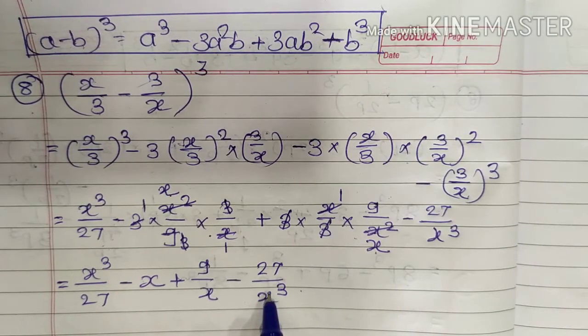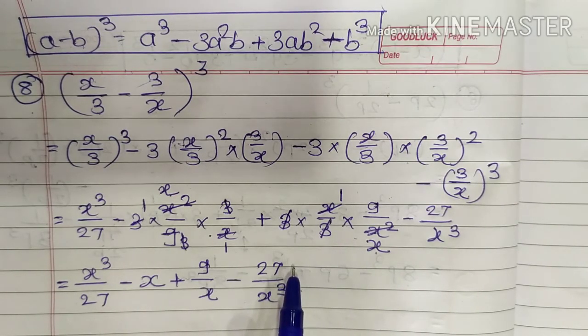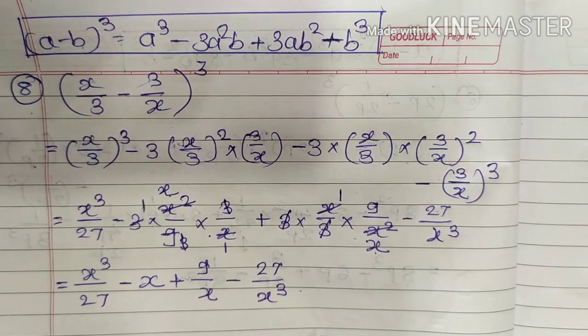So when you solve these examples, you make multiplications very carefully, divisions very carefully, and also you should know about the cubes and squares of the numbers. So again revise those cubes and squares for solving these examples.